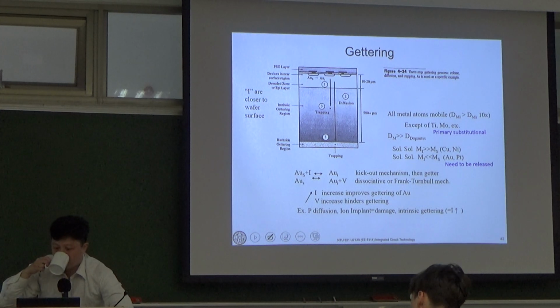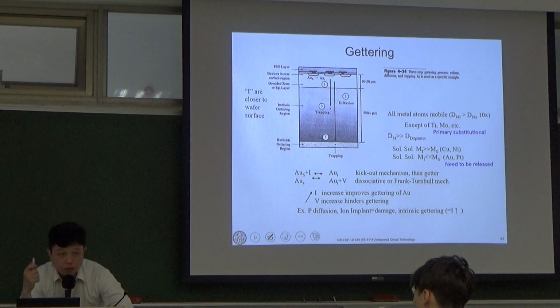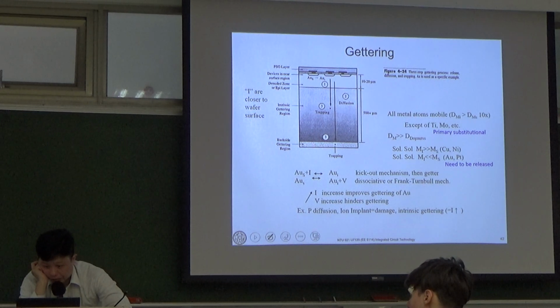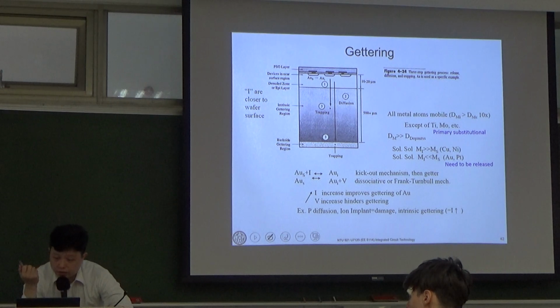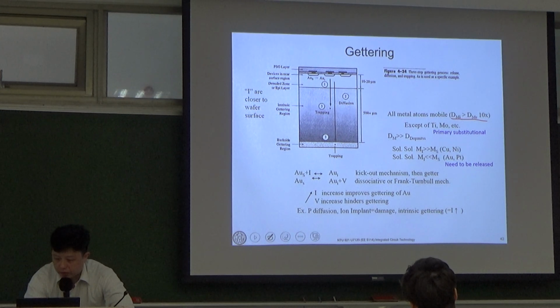Once the metal is in interstitial sites, their diffusion constant becomes 10 times larger, so they can move around. Except for titanium or molybdenum, which primarily prefer the substitutional site.